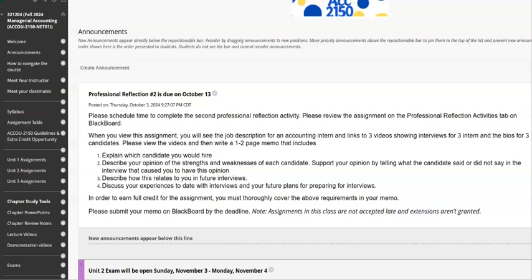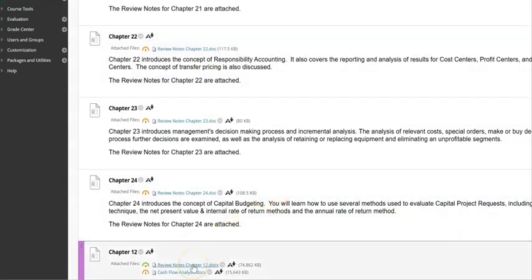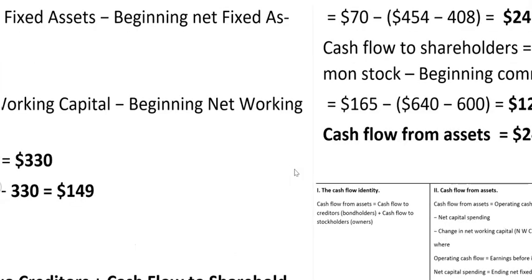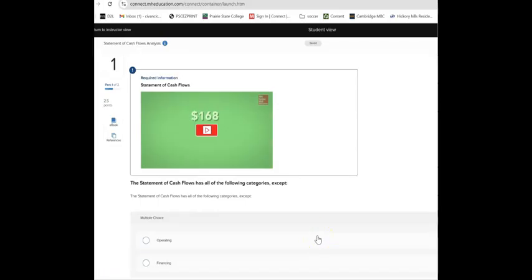So you should brush up on the statement of cash flows. But our focus this week is going to be a little bit different. It's going to be on analyzing cash flows. So I've actually provided you with the lecture notes. If you go to your chapter review notes, you'll see there's the standard review notes if you need to brush up, review notes chapter 12, but then there's also a cash flow analysis. So if you download these, I have provided you with some lecture notes on the finance concept of analyzing cash flows.